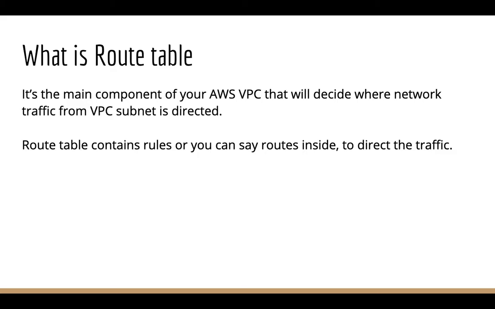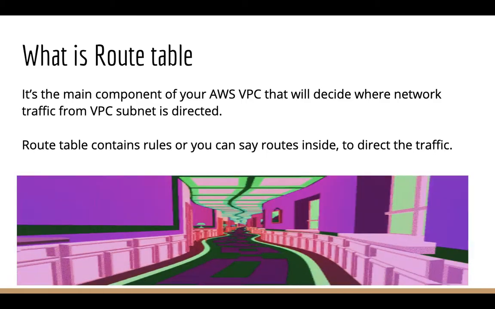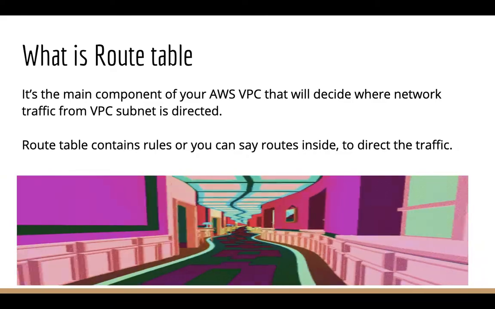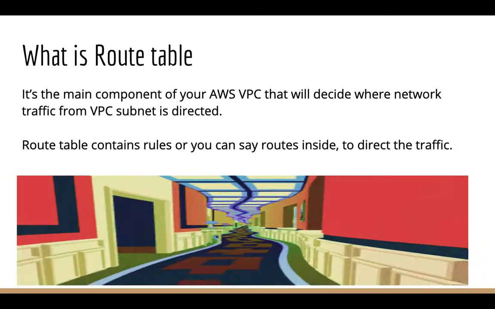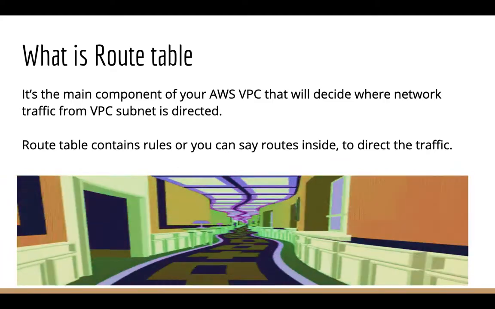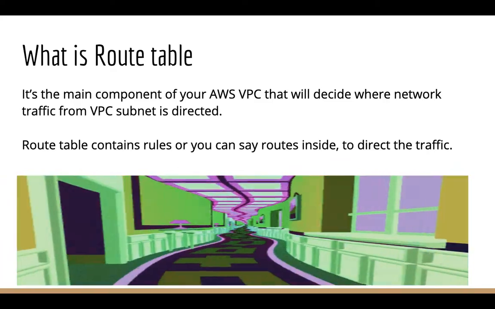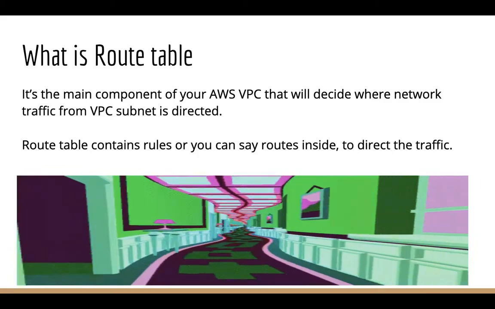Let's make it a little easy. In the last two videos, we correlated VPC with a house and a subnet with a room inside it. Then what is a route table? To answer this question, you have to tell me how you move around the rooms inside your house. Let's say you have to go to the room on the first floor. How do you go? The answer is you will take the stairs, right? And if you want to go to the supermarket, you will walk on the road to reach there. Now, these are the routes for you to reach from one location to another.